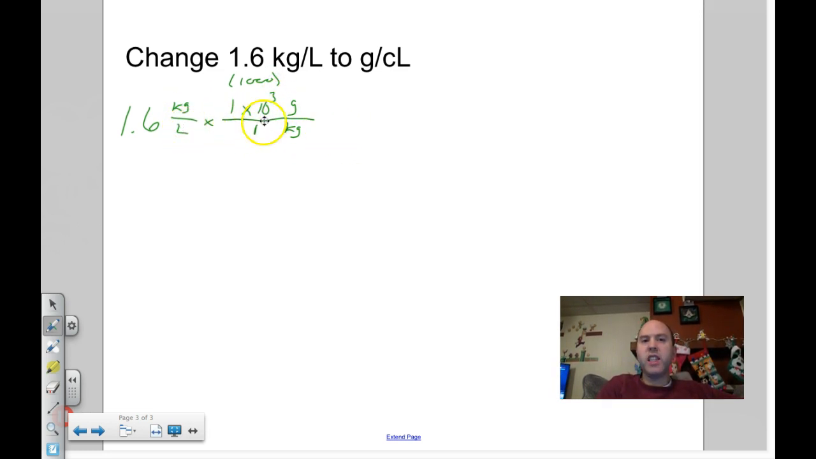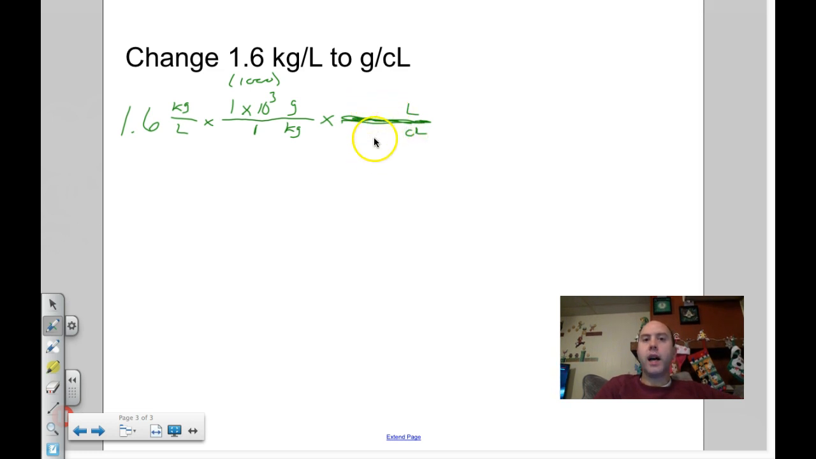Now I want to change liters to centiliters. So I'm going to keep my conversion going. I could put all this in the calculator at once. Now, where are the liters this time? Top or bottom? Yeah, liters are on the bottom right here. So when I want to get rid of them, I've got to get rid of them on top this time. So liters go on top, and centiliters will go on the bottom.